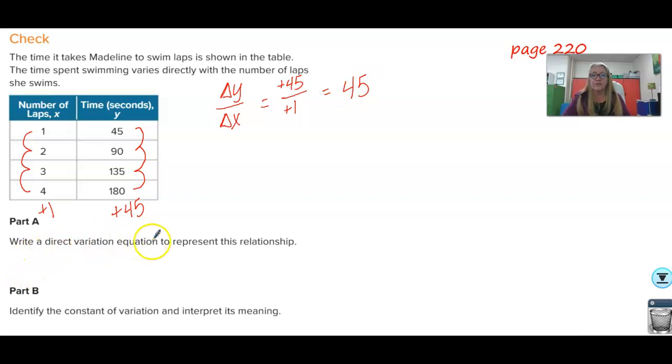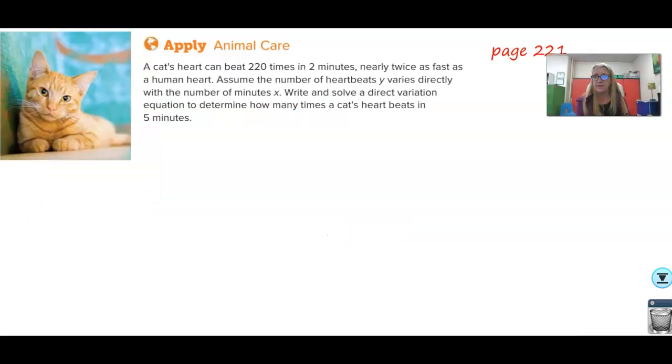Okay, write a direct variation equation to represent the relationship. It always starts with y equals, you put your slope here, and then you put the x. That's our direct variation equation. Identify the constant of variation. It's 45. And what this means is it takes her 45 seconds to swim 1 lap. Pretty straightforward, right?